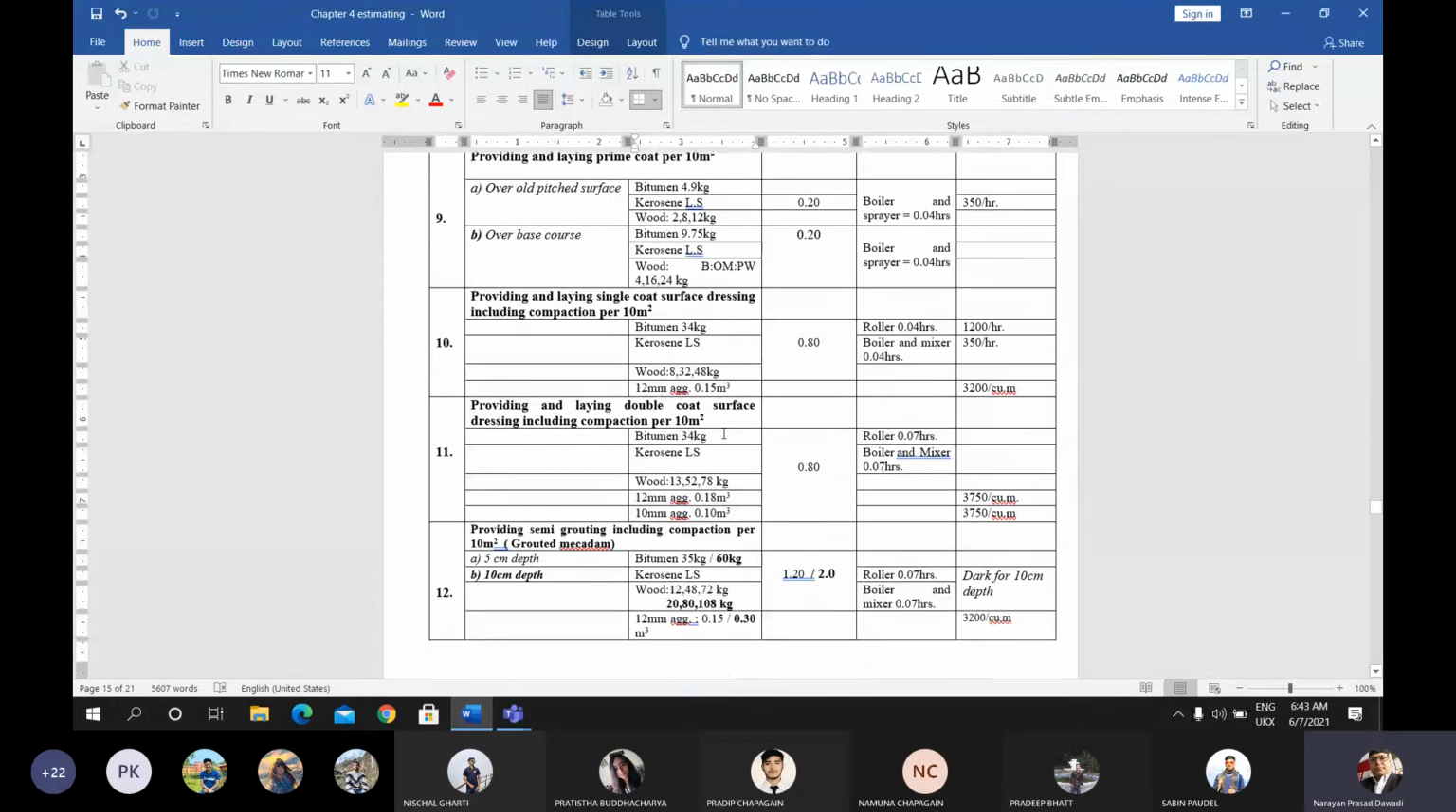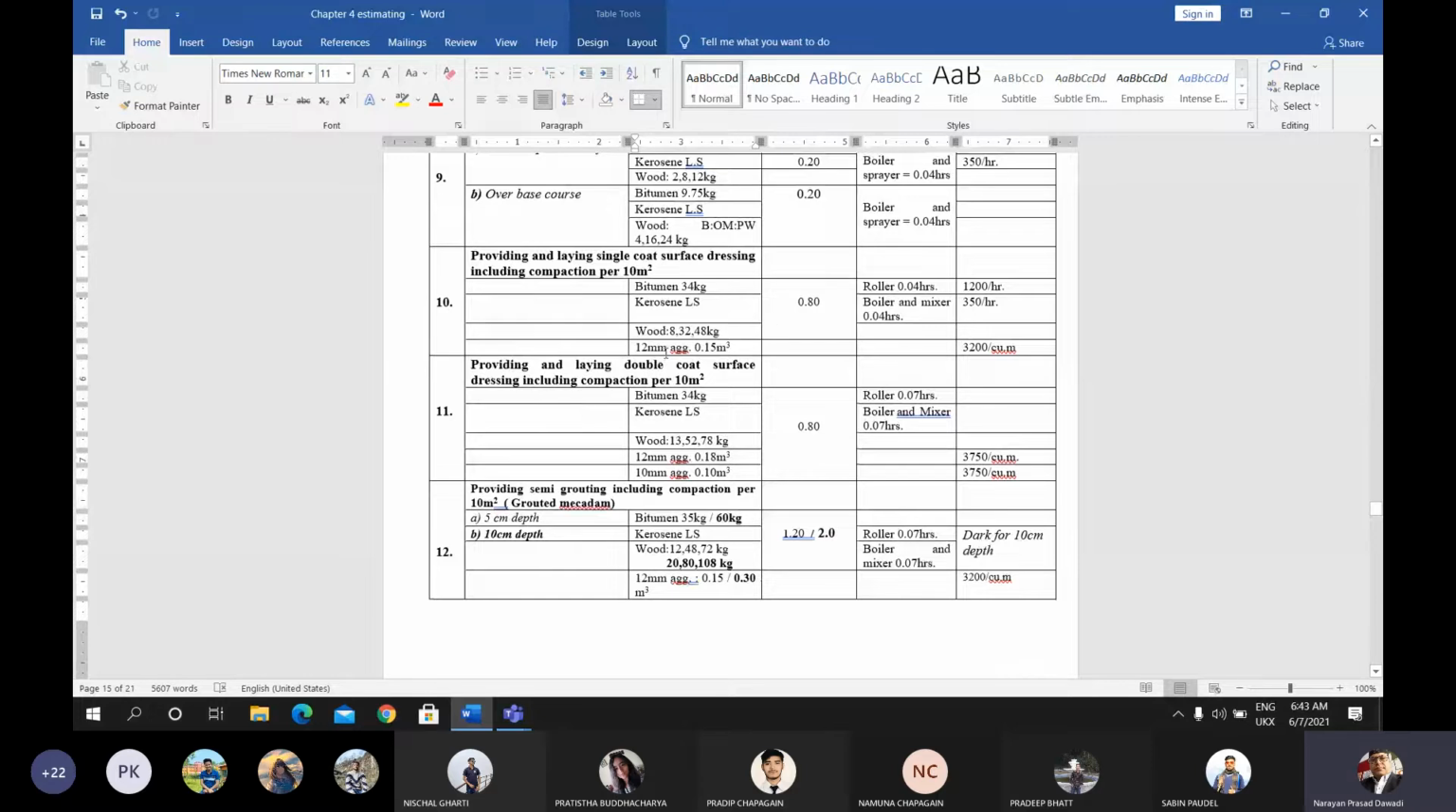Now, for double coat surface dressing, you can do it in a similar way, but the quantity of wood required for the double coat surface dressing is 13, 52 and 78 kg for boiler, open mass and patchwork.